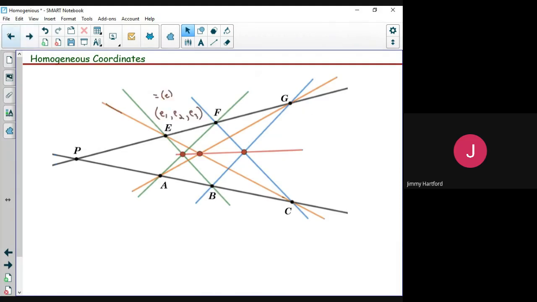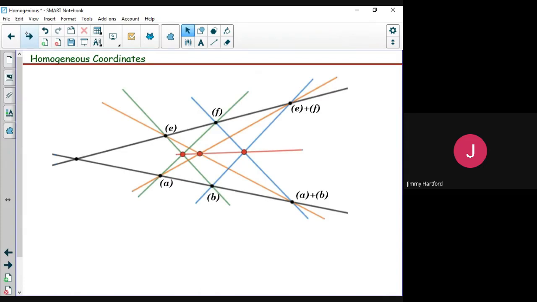And since these two points are collinear with G, we can find G by doing some combination of E and F. Same thing with C, it's just going to be some combination of A and B.